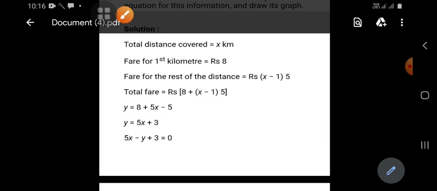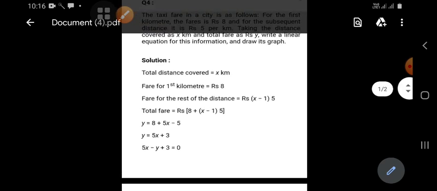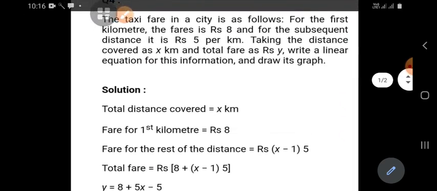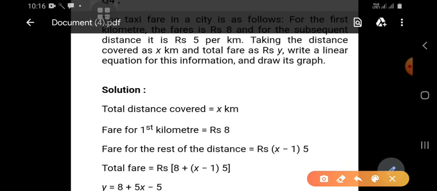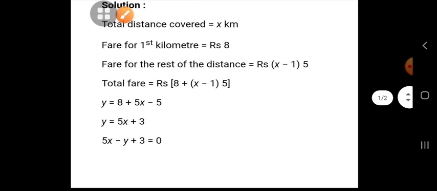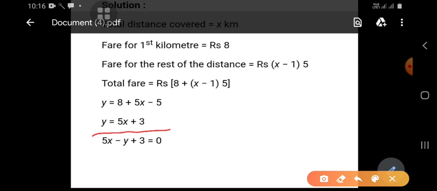Now we have to find the second part. What was the second part? Look at here. Second part is draw its graph. That means with the linear equation, you have already found the linear equation, that is 5x minus y plus 3. This is the linear equation. With the help of this equation, you have to make the graph.